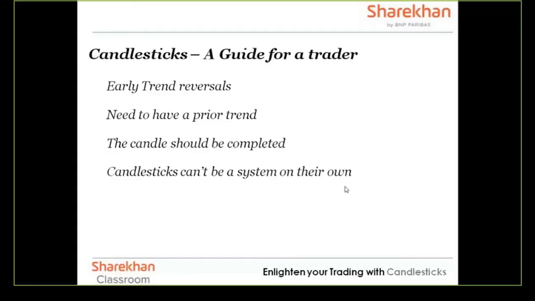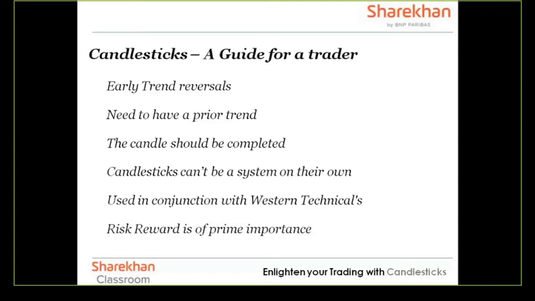Then, candlesticks can't be a system on their own. As a trader, you require three price points: entry, stop loss, and targets for your trade. Candlesticks might give you entry and stop losses, but for targets, you have to combine them with other Western tools like support resistance, trend analysis, trend lines, Bollinger Bands, moving averages, various chart patterns, or various indicators, etc. That is something we do in our live module, and you can go through that and you will understand it. Now, risk reward also is of prime importance. We will be discussing that at the end of this video as a kind of introduction.